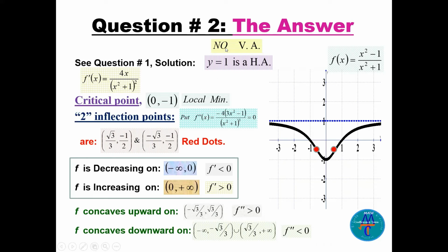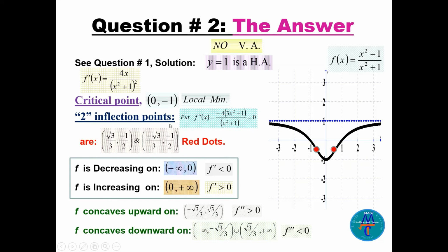The only big difference here is that there are no vertical asymptotes. Why? Look at the denominator, x squared plus 1. There is no value for x that will make the denominator 0. So no vertical asymptotes. We have a horizontal one, yes, y equals 1. We can do that, divide by x squared everywhere. You can find f prime and critical points. There is 0, and -1 is a local min.